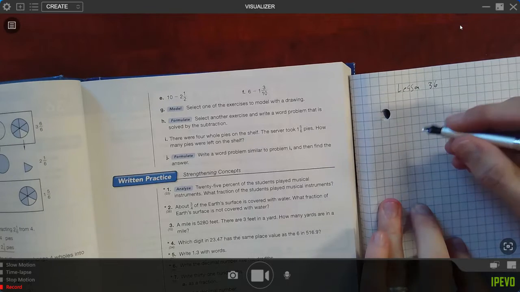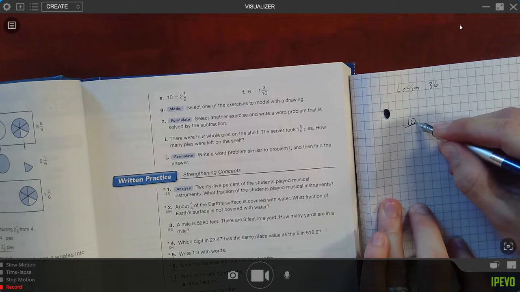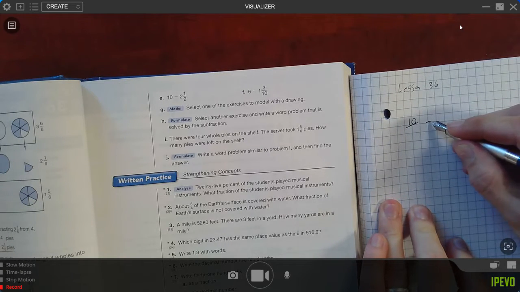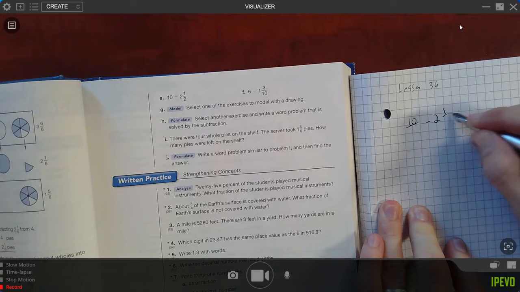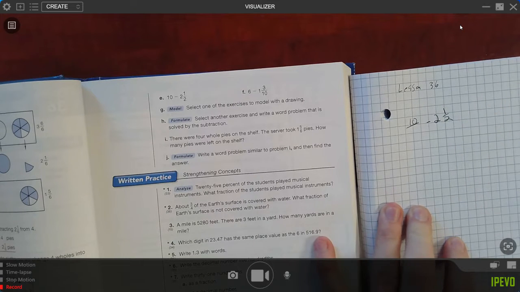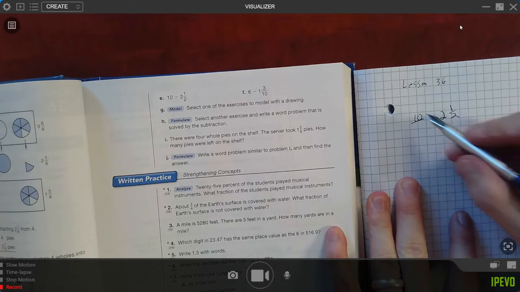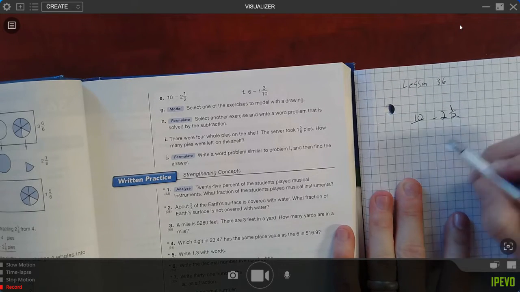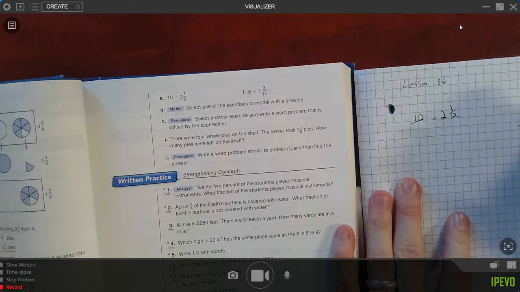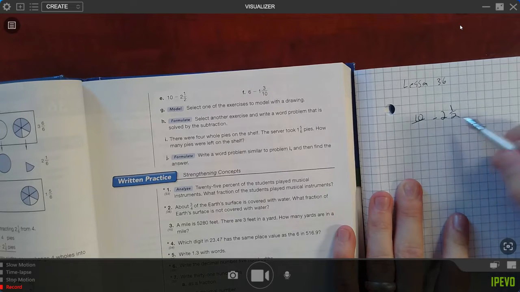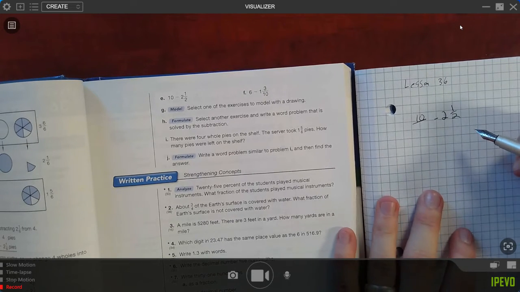Okay, so 10 minus 2.5. Okay, so now I could do this a number of ways, right? I could do 10 minus 2 is 8. 8 minus a half is 7.5. Okay, and that's an easy way to do it.